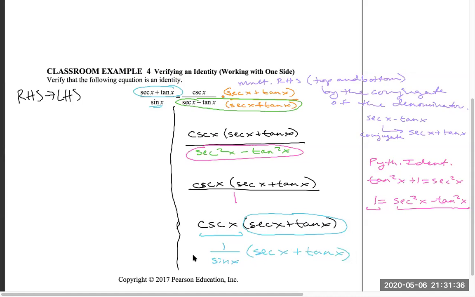And you can actually stop there because you should be able to realize that this entire factor in the next step will be divided by sine x. So we've showed that the right-hand side simplifies into the left-hand side. You could have also started from the left-hand side and shown that it was equivalent to the right-hand side. So next time I'll cover working with both sides, and then we will get into 5.3.